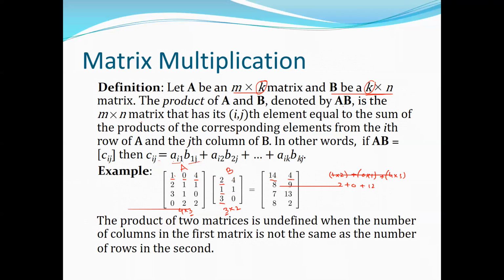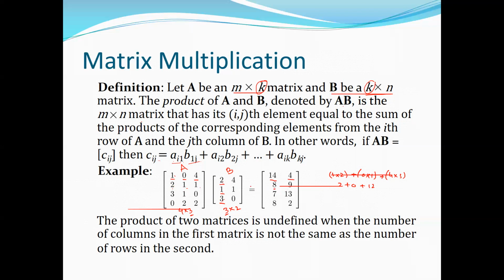So the answer is 4. All right. Now, next, the second row will be multiplied with the first column. So second row, 2 into 2 is 4, plus 1 into 1 is 1, plus 1 into 3 is 3. So that means 3 plus 1 plus 4. That is 8, right? So we obtained 8 here, right?